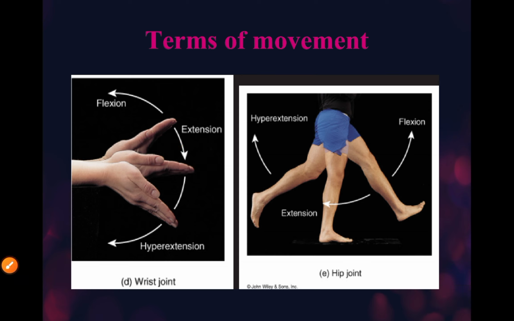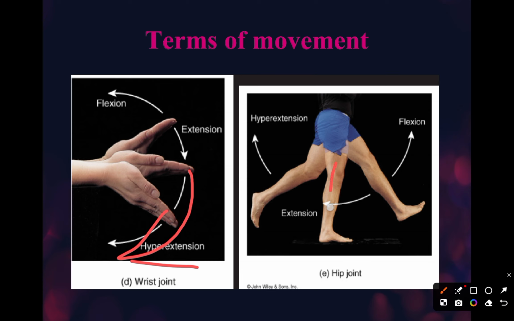So hypertension. This is your normal extension, and this is your normal what? Flexion. But in hypertension, what we are going to do is move beyond our normal range. When we are moving beyond our normal range, we now call it what? Hypertension.